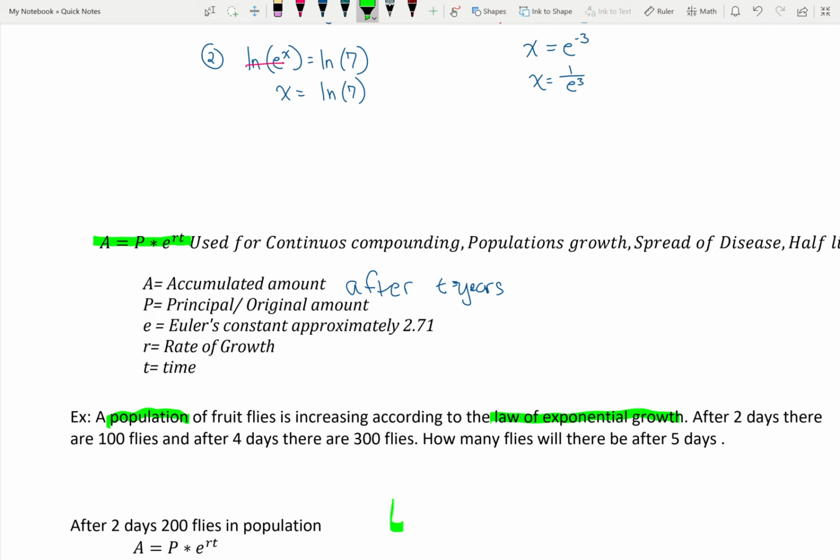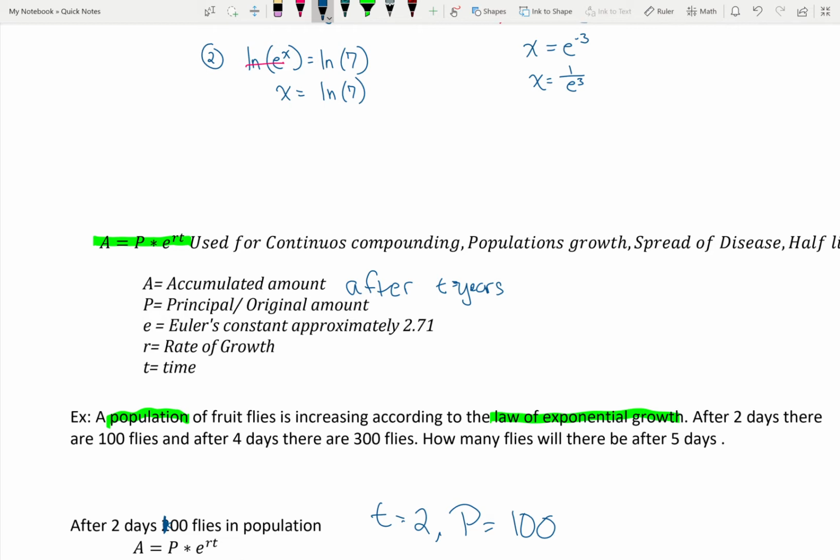That means t, oops, wrong pen. All right, so t equals 2, and this should not say 200, this should be 100. Okay, after 2 days, there are 100 flies in my population. So after 2 days has passed, there's been an accumulated amount of 100 flies in my population.